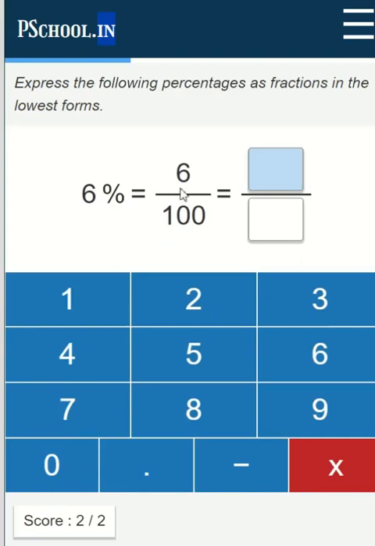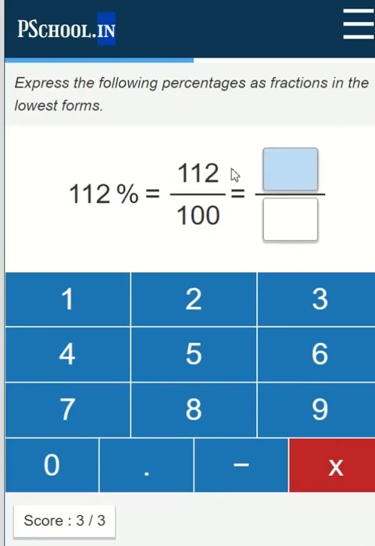6 percentage is 6 by 100, so 2 is the common factor, so it can be written as 3 by 50. 112 percentage is written as 112 divided by 100, so 4 is the common factor, so this can be written as 28 by 25.